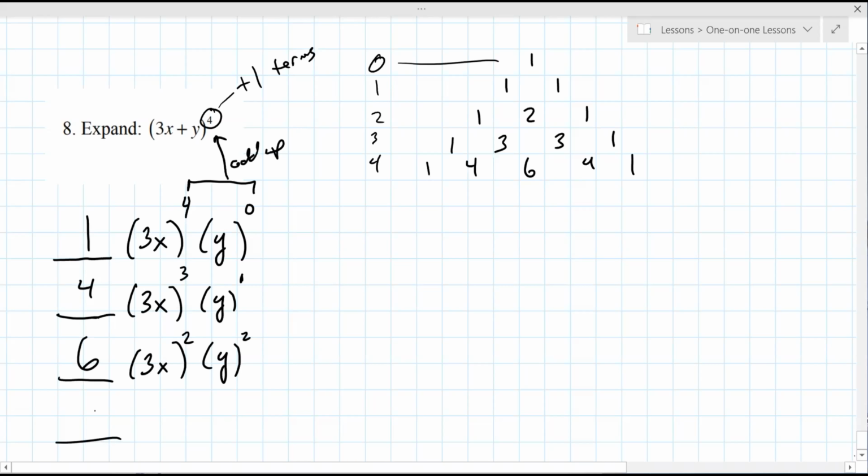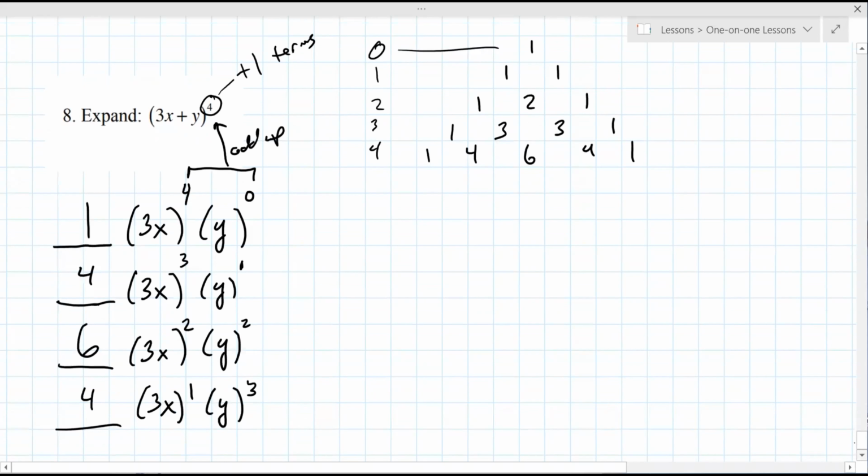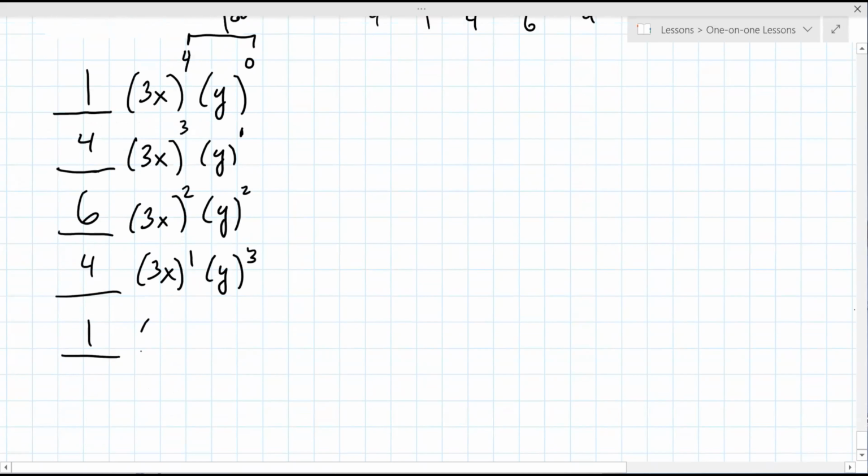So this is 4, 3x to the power of 1, y to the power of 3. And then we go down just a little bit more. 1, 3x to the power of 0, y to the power of 4. You're done when the list fills up here. These exponents went down to 0, this went up to 4. And then all you have to do is simplify, which in itself could be a major task. It just depends on your comfort level.